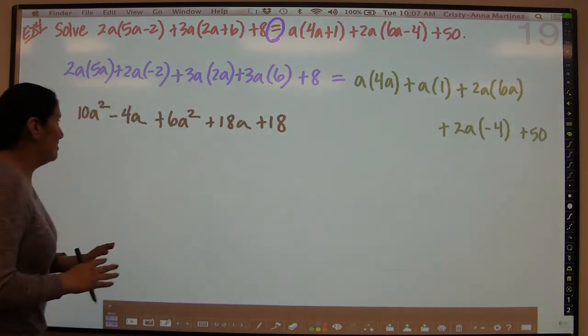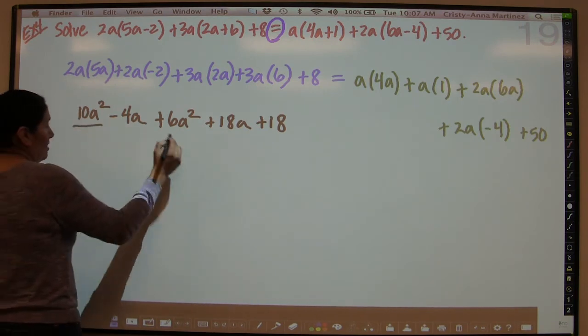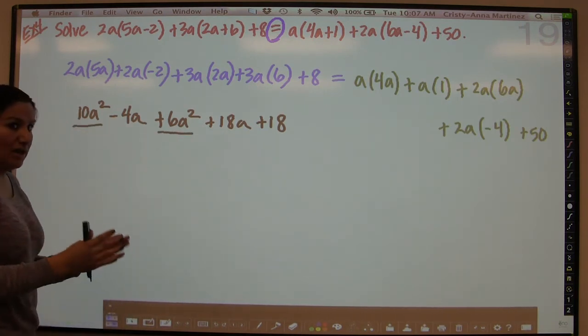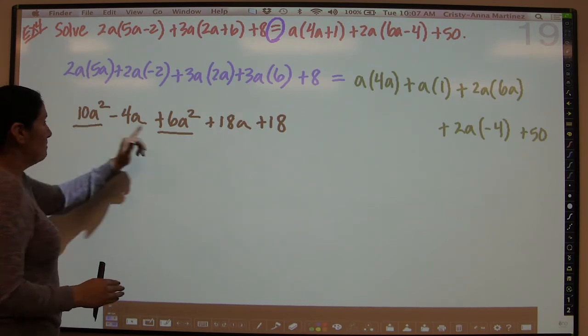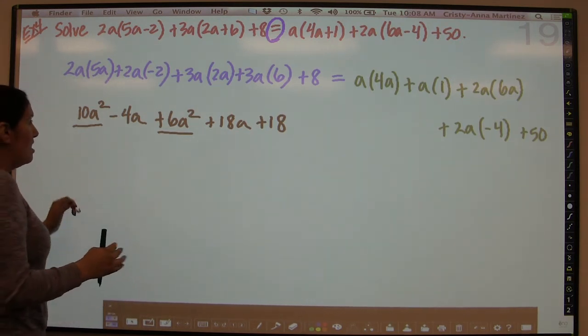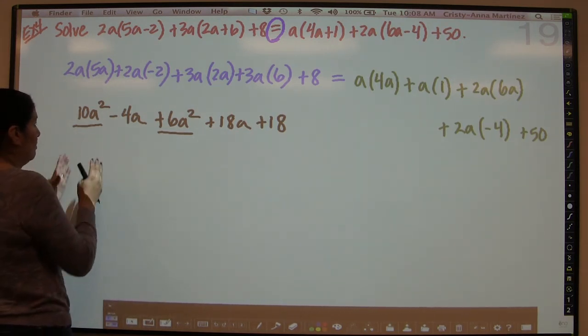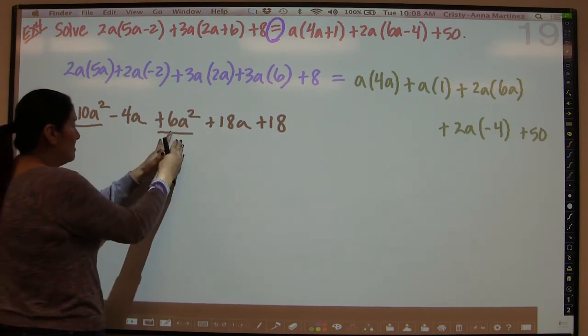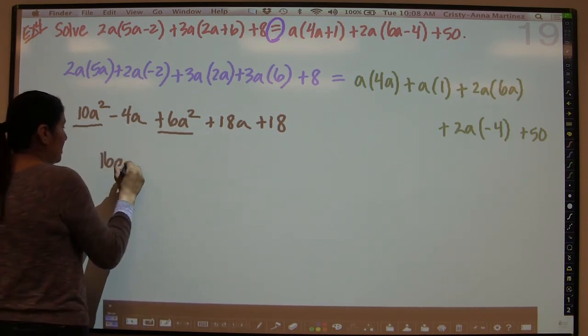Okay, so what I'm saying here is that when I look at the 10a squared and the 6a squared, they're on the same side of the equal sign. So I'm not going to go 10 minus 6 or 6 minus 10. I'm just going to leave them as they are and combine them together. Positive 10, positive 6 is positive 16a squared.